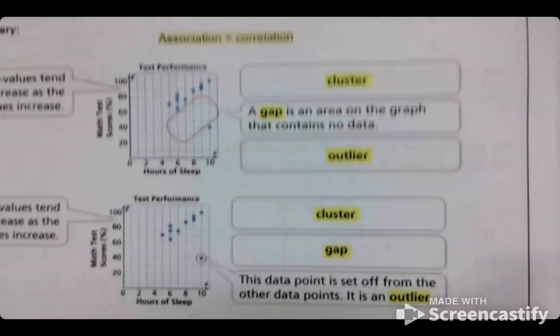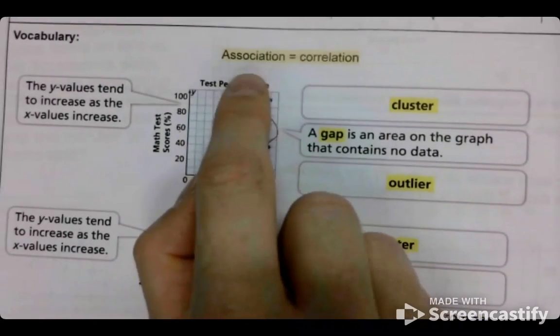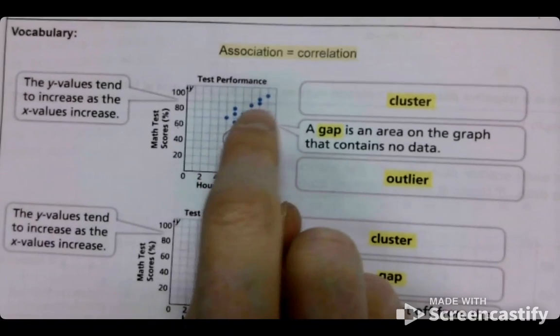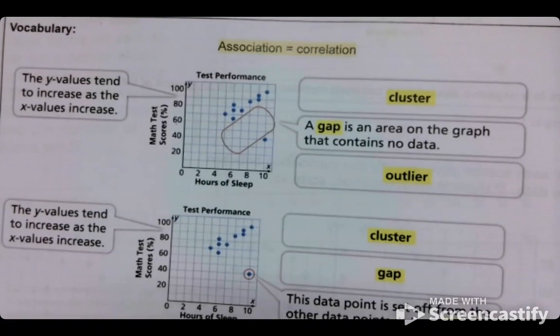Then I wanted to let you know some vocabulary. Association and correlation mean the same exact thing. You'll see both, so I wanted to make sure you saw it. Then you have three words here. So we have a gap, right? An area that contains no data.